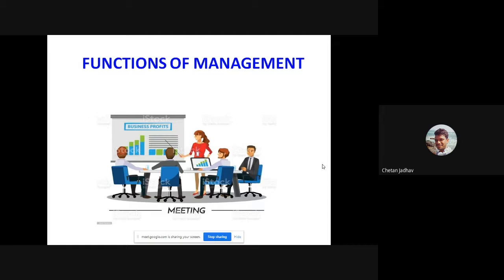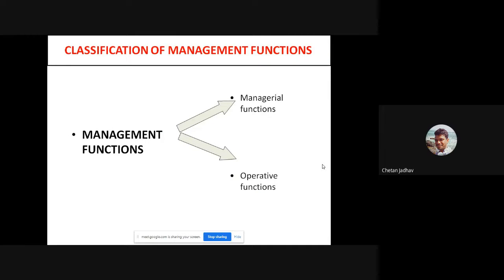Now you can see carefully, these are some major important parameters or functions of management. We can take the example of a business meeting also. We have already discussed ethics and principles, how we should behave in professional life with professional ethics and some rules. Depending upon this management type, there are two classifications we have already discussed: managerial functions and operative functions.